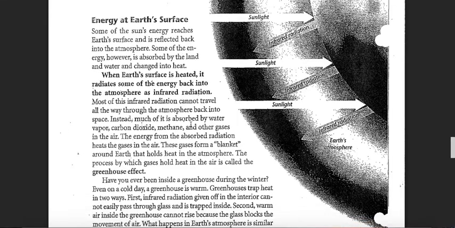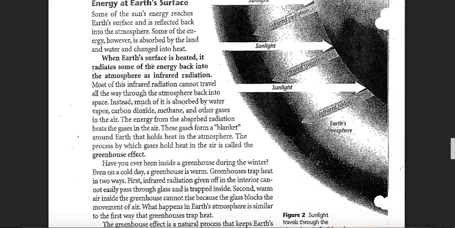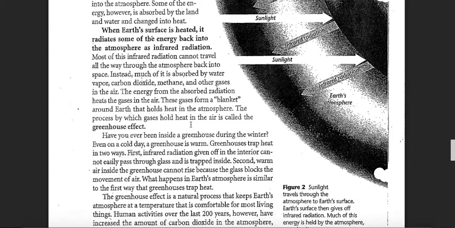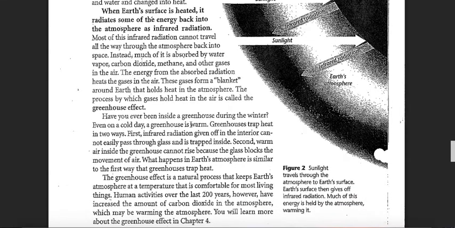Energy at Earth's surface. Some of the sun's energy reaches Earth's surface and is reflected back into the atmosphere. That's what we were just saying. Some of the energy, however, is absorbed by the land and water and changed into heat. When Earth's surface is heated, it radiates some of the energy back into the atmosphere as infrared radiation. So remember, infrared is the same kind of radiation that's coming from the sun. The land can absorb it and then send some back out.